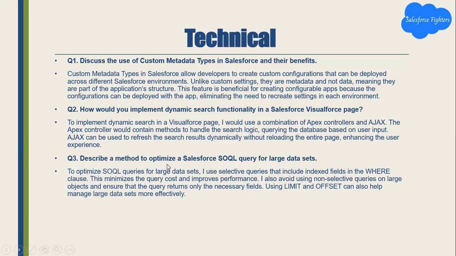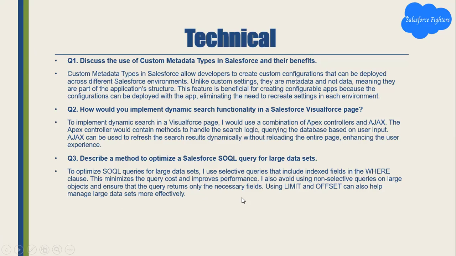Describe methods to optimize Salesforce SOQL queries for large data sets. To optimize queries for large data sets, I use selective queries that include indexed fields in the WHERE clause. This minimizes the query cost and improves performance. Also, avoid using non-selective queries on large objects. Ensure that the query returns only the necessary fields. Using limit and offset can also help manage large data sets more effectively.